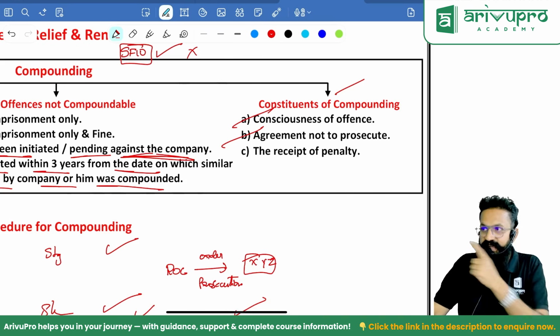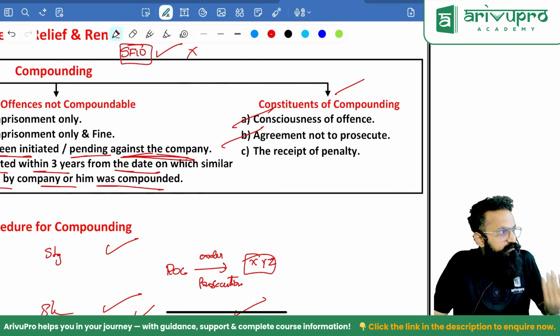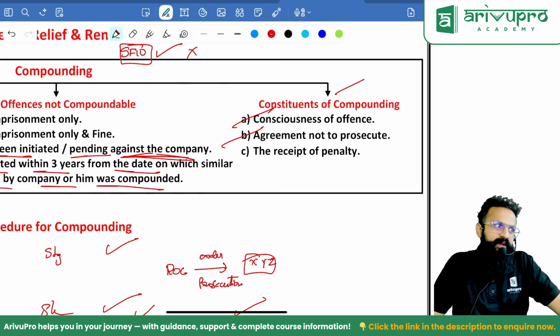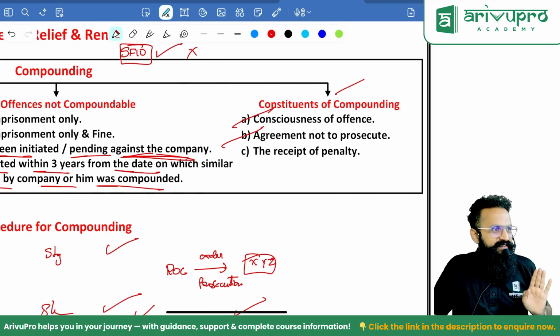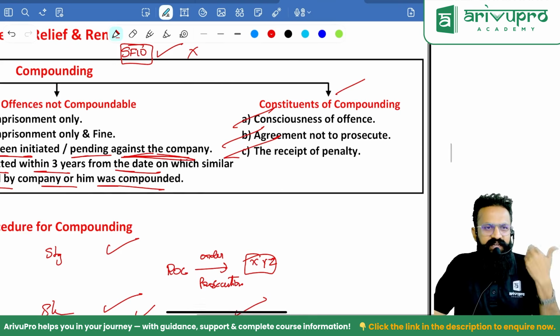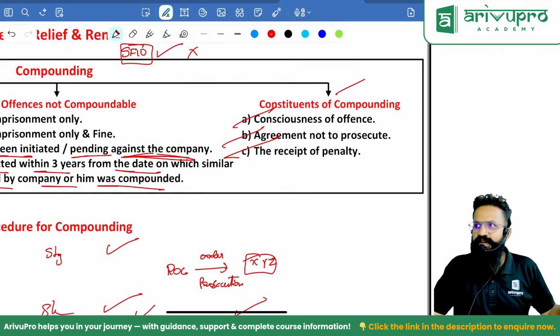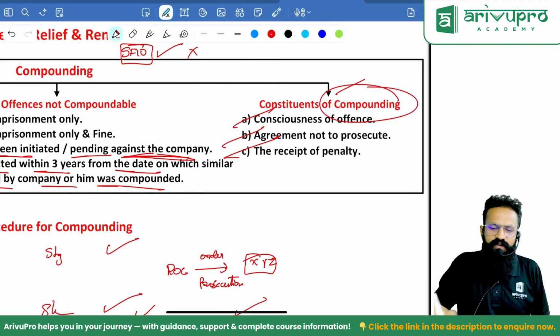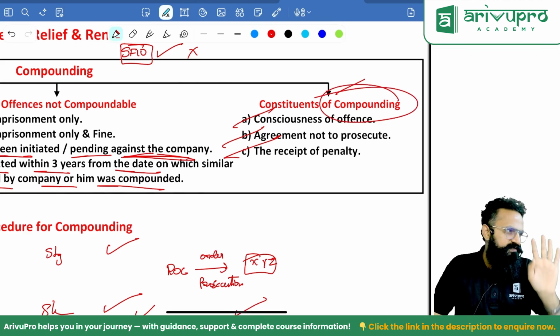Yes, sir. Same thing is happening here. Based on the information I am giving, you should not present that only as evidence. That is what they are asking for. Yes, sir. Third one, the receipt of penalty. I told you to pay 10 lakh, pay 10 lakh. If you're done, done. That is what is compounding. Compounding constitutes these three things.